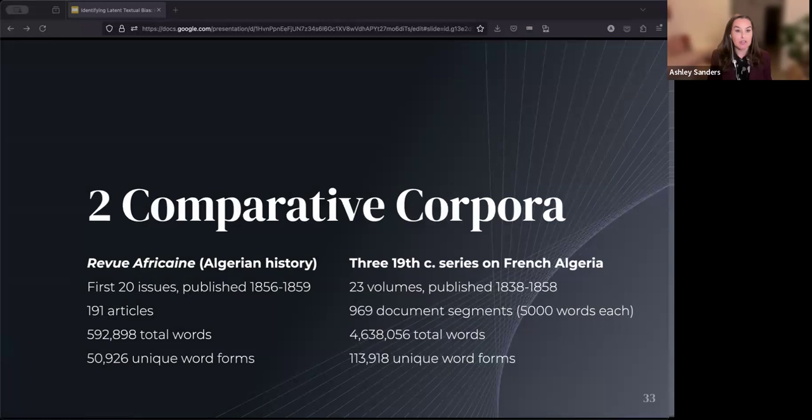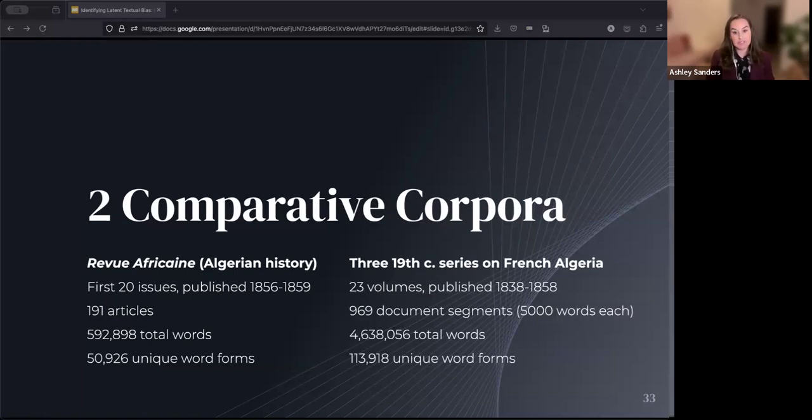So as I prepared the corpus from the Revue Africaine, I skimmed through a number of those articles, and this corpus was also fairly small. This was my first test because I had to do all the preparation and cleaning of the data and re-OCRing the scans. So this particular first corpus was, as you can see here, quite small. It was very similar in size to the original. So I had 191 articles, much larger in terms of total word count, though, 592,898 total words with over 50,000 unique word forms. So I skimmed that and decided to test this method on that one.